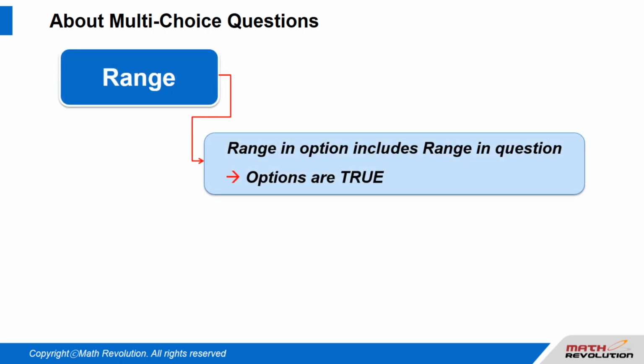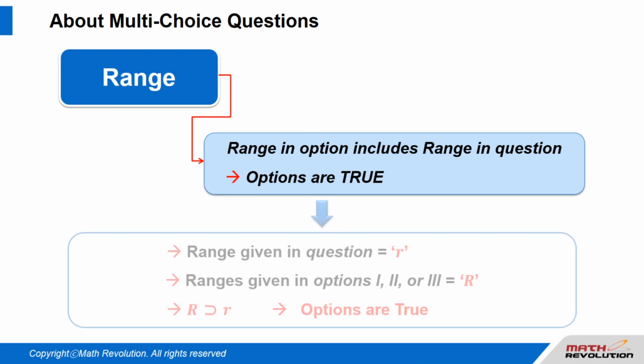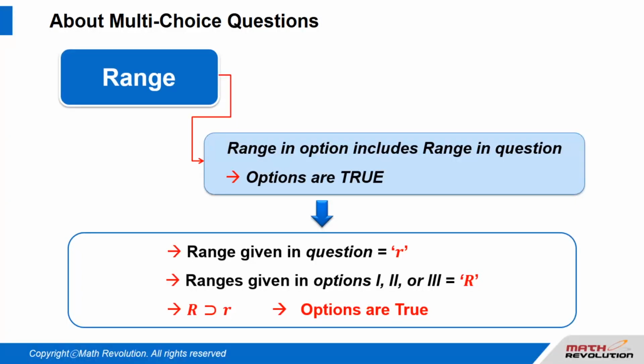In the multi-choice questions, it is important to know the exact range of each option. Range in the multi-choice questions. For options to be true, the ranges given in the options should always include the range given in the question. This is different from what is seen in the DS questions. Let the range given in the question be R, and the ranges given in options 1, 2, or 3 be R. The ranges R given in options 1, 2, or 3 should always include the range R given in the question for the option to be true. Okay, good. The ranges of the options should include the ranges of the question. This is really important. It might be confusing in the exam, so memorize this carefully.